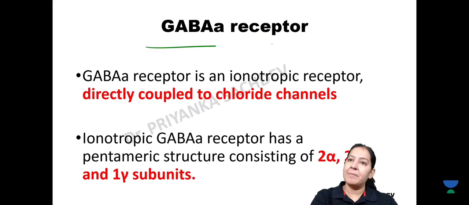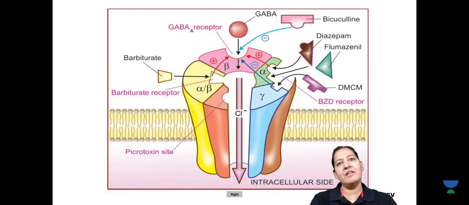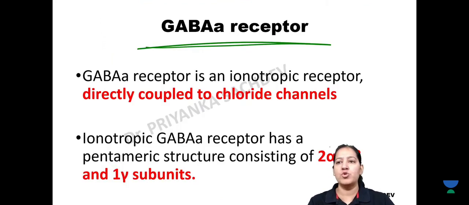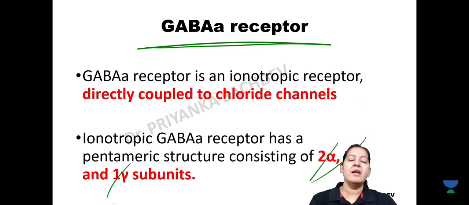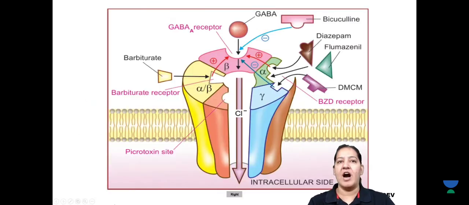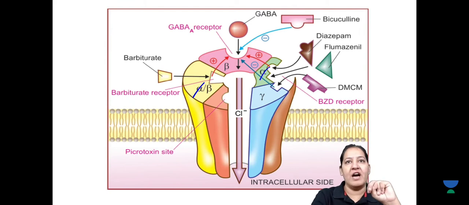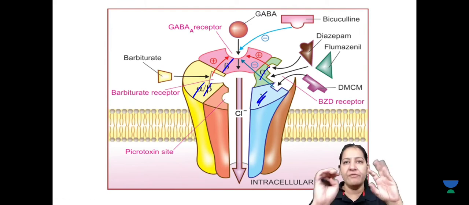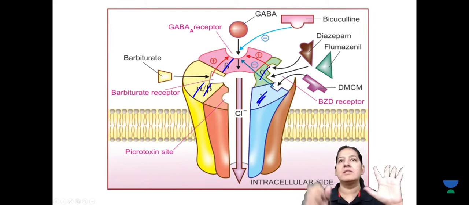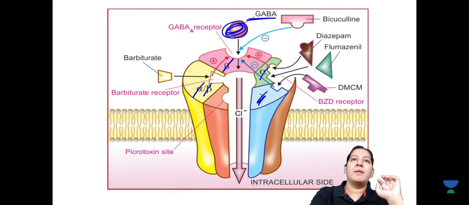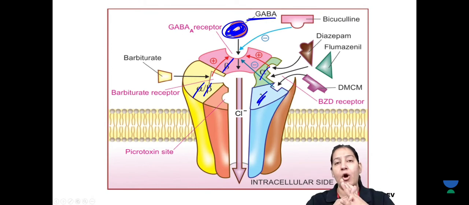GABA receptors are present, and various types of GABA receptors are present. On this cell, there are 2 alpha, 2 beta, and 1 gamma. I will explain, don't worry. So 5 receptors are present for GABA. This is GABA, it is coming here. These are the 5 receptors of GABA present on the cell membrane.